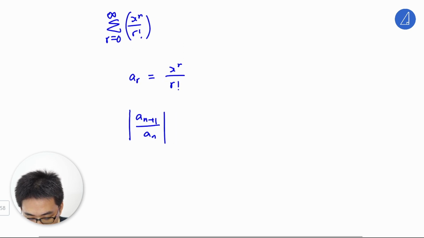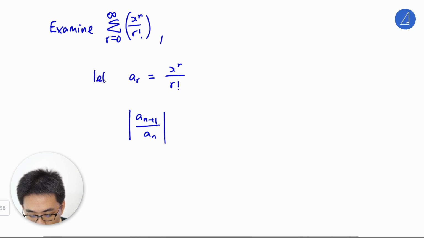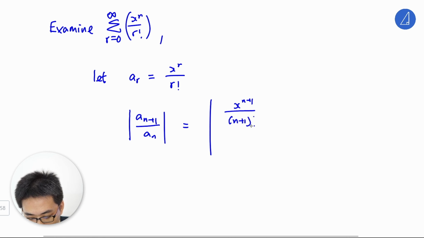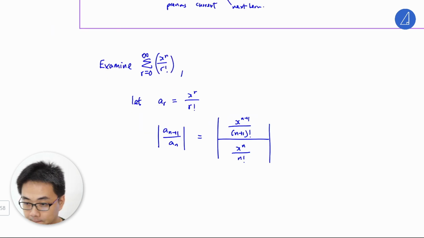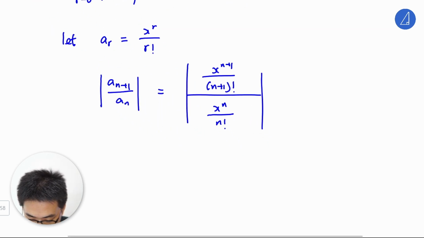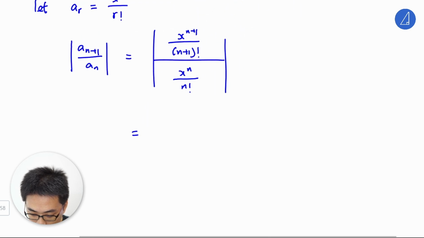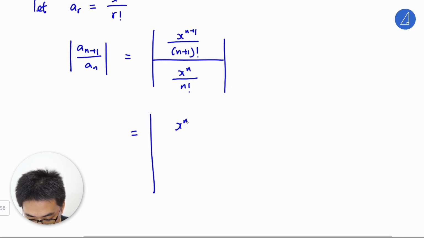Examine. Let a_n equal x^n. Then in this case, what we get is a_(n+1), which is x^(n+1) over the bottom, like that. Then what we're going to do is just simplify this. Shouldn't be an issue here. Factorial is very fun to play. Remember, you need the modulus. So x^n times x over n plus 1. I just have x^(n+1) over n plus 1.